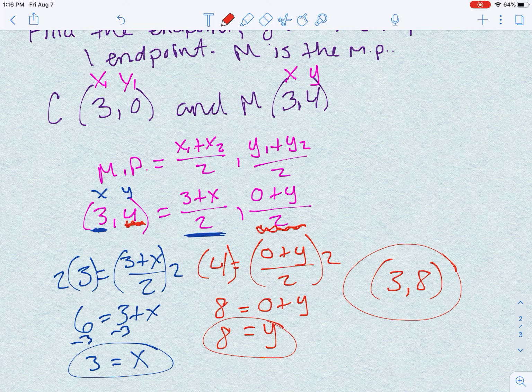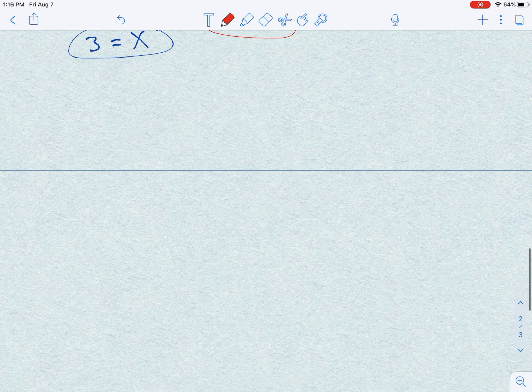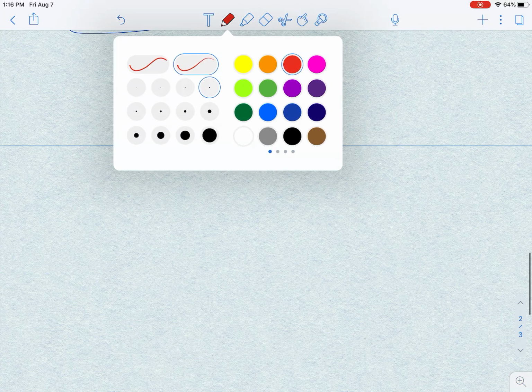Okay? If that didn't make sense, go ahead and re-watch it because the next example you're going to try on your own, it's going to be very similar to that. So let's write that next example down. The next example, you're going to find the endpoint.